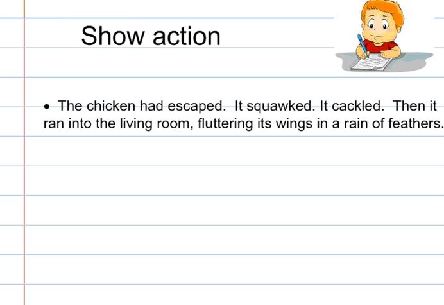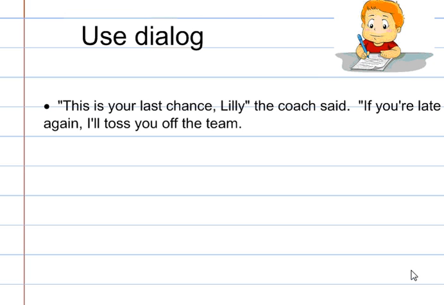Another technique is to show action. The chicken had escaped. It squawked. It cackled. Then it ran into the living room, fluttering its wings in a rain of feathers. Another example is to use dialogue. "This is your last chance, Lily," the coach said. "If you're late again, I'll toss you off the team."